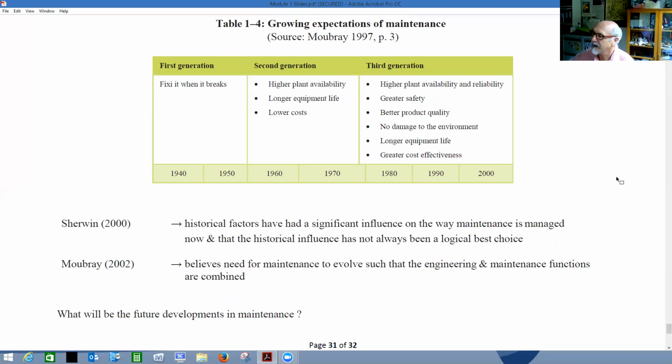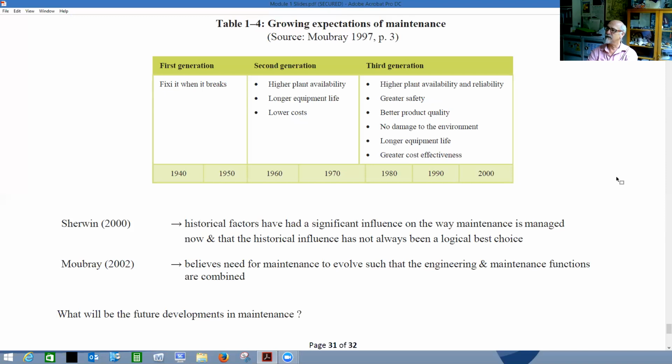Sherwin says that historical factors have had a significant influence on the way maintenance is managed now, and that the historical influence has not always been a logical best choice. Moubray believes that for maintenance to evolve, the maintenance engineering and maintenance functions need to be combined. Okay, that's good. So what does that really tell us about the further developments of maintenance? Well, it just means that as we've seen, there's been more issues to do with safety, more issues to do with the environment, more issues to do with recycling, that type of thing in maintenance, and also doing more with less as always.